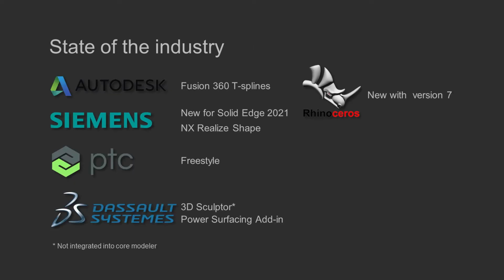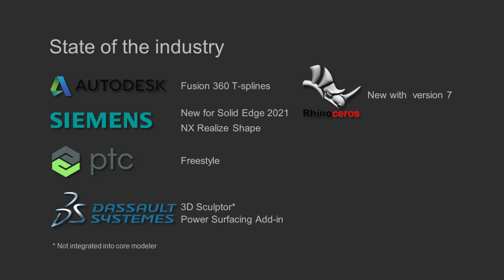So as far as what's available in the industry, sub-D modeling has really matured into the MCAD space over the last 15 years or so. Just as a rundown, Fusion 360 with T-splines has been there for almost a decade now, and Siemens has just caught up with sub-D, introducing it into Solid Edge just this last version, and NX has a version of it too called Realize Shape. PTC, or Pro Engineer, or Creo, has had Freestyle for quite a while. I think maybe like 12 to 15 years.